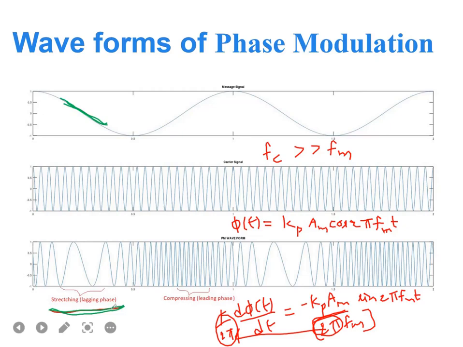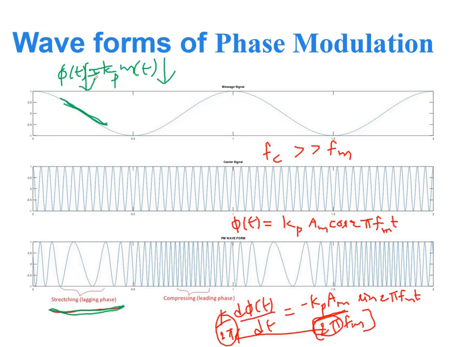Whenever amplitude is decreasing, you know the basic funda that your phi t you are defining like this, kp times the m of t signal. Whenever m of t is decreasing, obviously what will happen, the phase is going to get decreased. That's why you are getting the lagging phase here. Whenever m of t decreases, phi t is also going to get decreased.